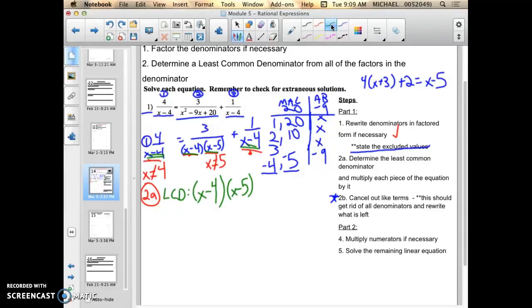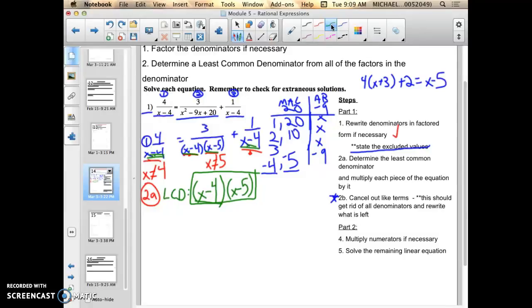And so a way to check your least common denominator is 2 questions you should ask yourself. Does it include all the pieces that exist in the denominator? If that's the case, then you're good. And does it only include multiples if they show up once? And so what I mean by that, I only have to write x minus 4 once. I know it shows up 3 times in my denominator in step 1, but I only have to write it once. So this is my least common denominator.